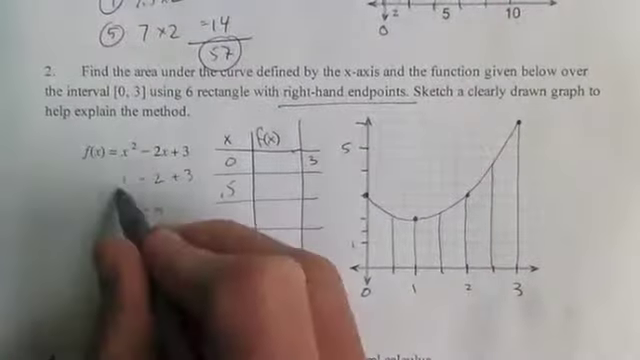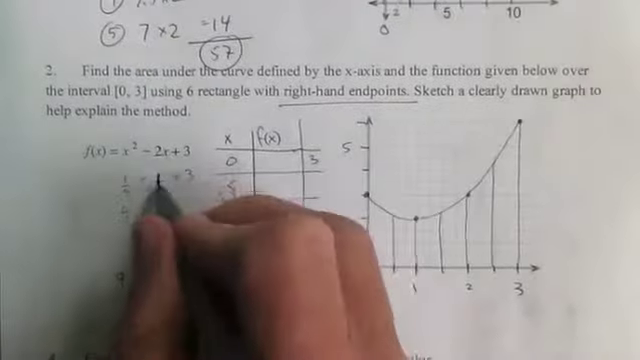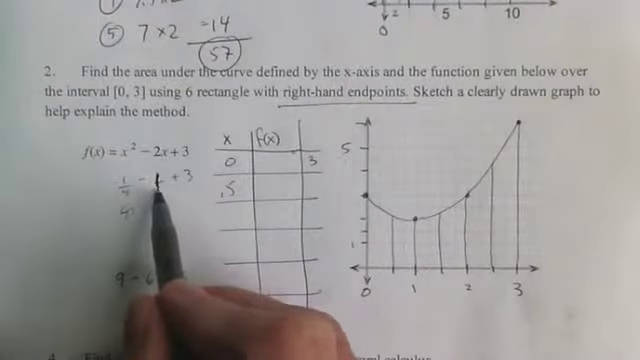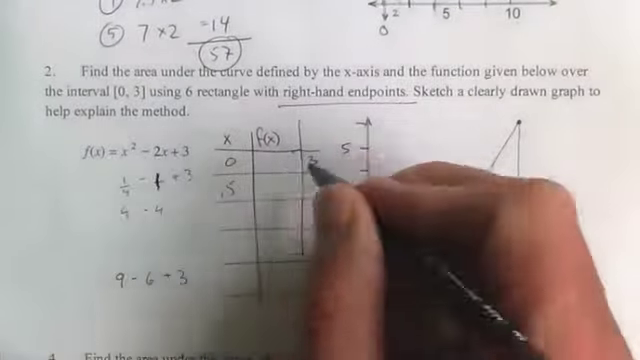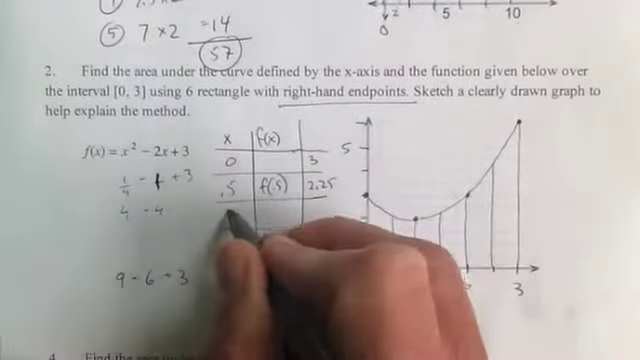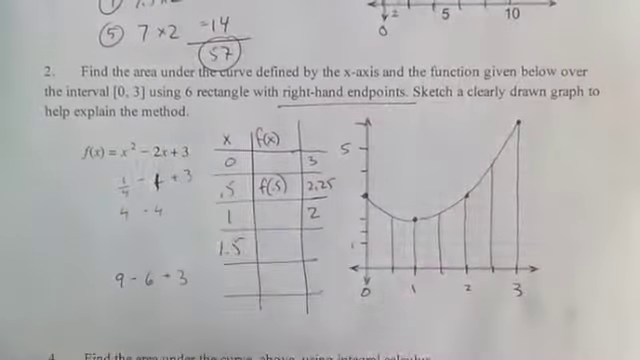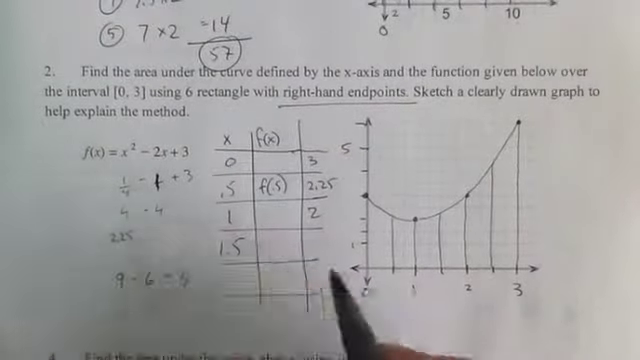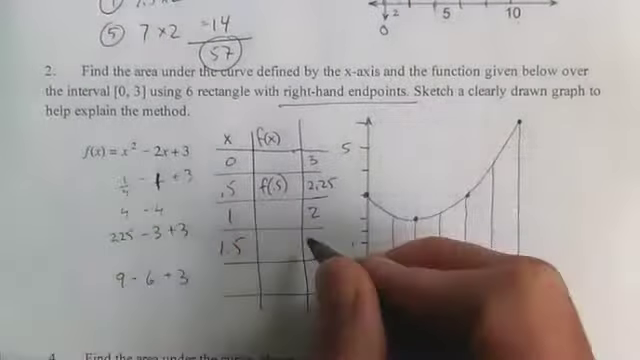0.5, when I square 0.5, I get 1/4. I'm just going to cheat over here. And then 0.5 is going to be, when I multiply by 2 minus 1 plus 3. So that's going to be negative 3/4 plus 3 will be 2.25. That's f of 0.5 then. 2.25. When I plug in 1, I get 2. When I plug in 1.5, right there, that's going to give me 2.25 when I square it. Minus 3 plus 3 is going to give me also 2.25.